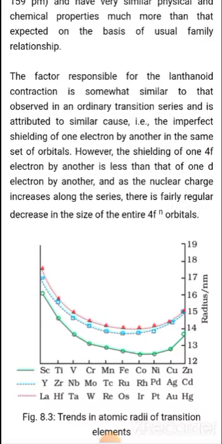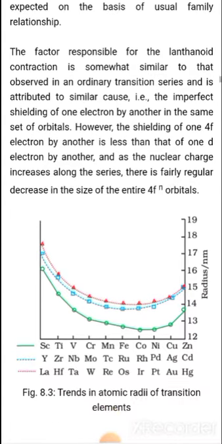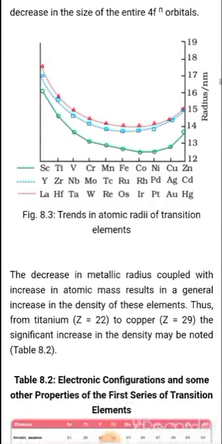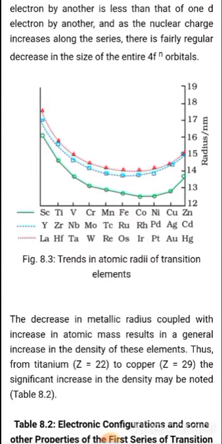Because of the poor shielding of one electron by another in the same set of orbitals, shielding is very less. So the force of attraction between the nucleus and the outer electrons will be more. Hence, there is a fair decrease in the size across the entire 4f elements, right? So you can see this graph, figure 8.3, which shows the size of the elements belonging to the f block.